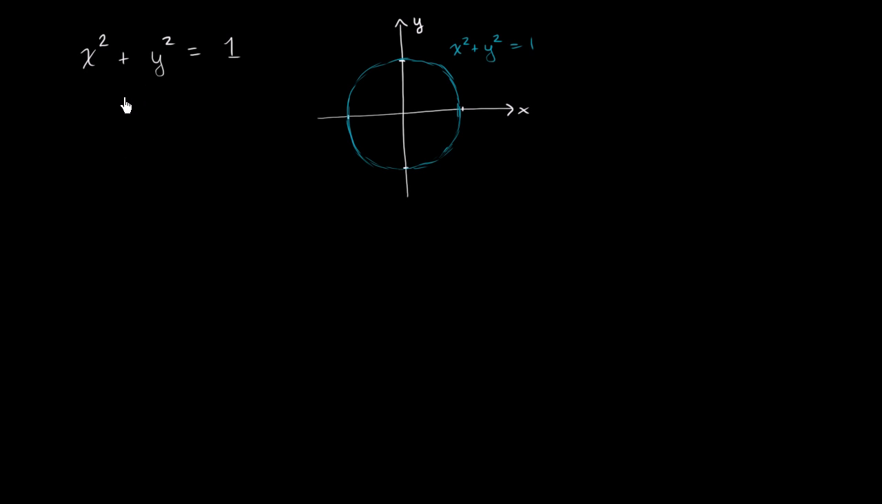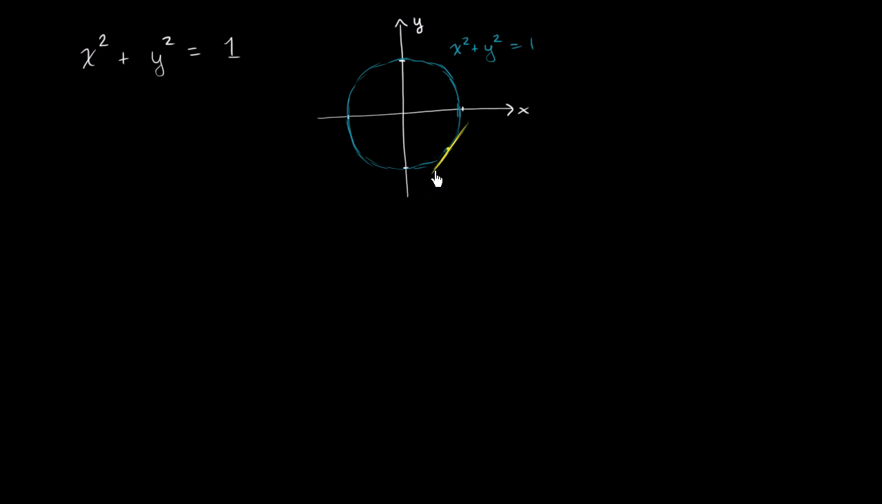So we've got the equation x squared plus y squared is equal to 1. I guess we could call it a relationship. And if we were to graph all of the points x and y that satisfy this relationship, we get a unit circle like this. And what I'm curious about in this video is how we can figure out the slope of the tangent line at any point of this unit circle.